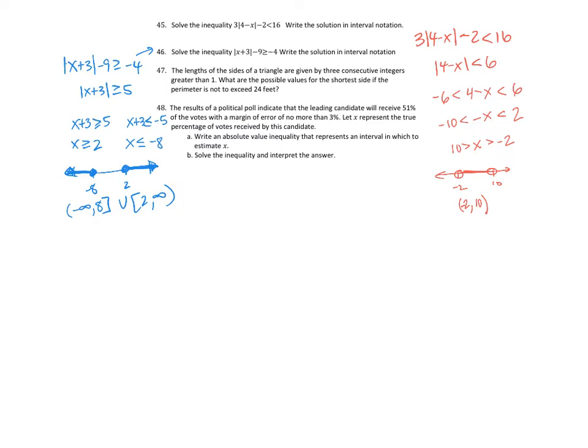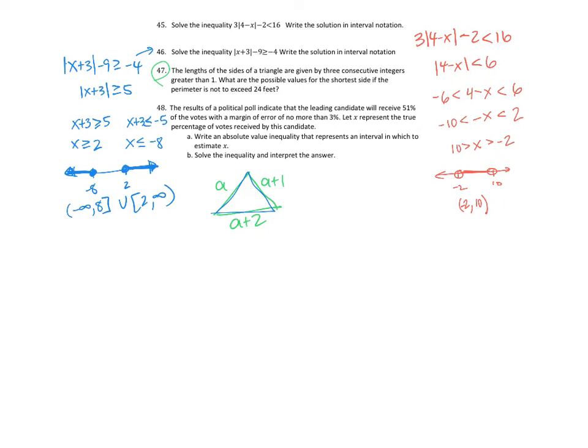Okay, on number 47, it says that the lengths of the sides of a triangle are given by 3 consecutive integers greater than 1. And so I have some sort of triangle here, and the lengths of the sides are going to be a, and then a plus 1, and then a plus 2. And so I want to figure out what this value of a is, and I know it's telling me that a is strictly greater than 1. So it says, what are the possible values for the shortest side if the perimeter, which means the distance all the way around, is not to exceed 24 feet.